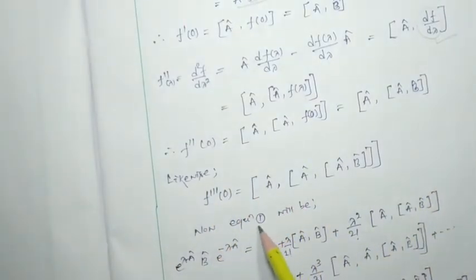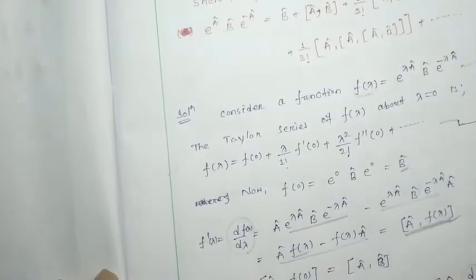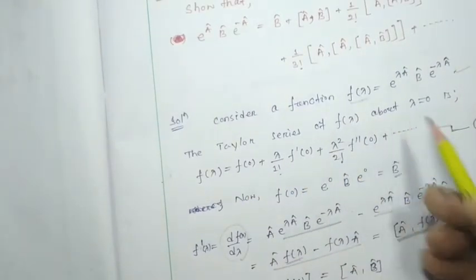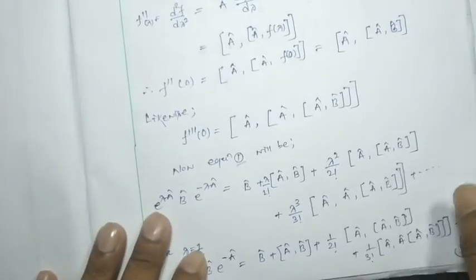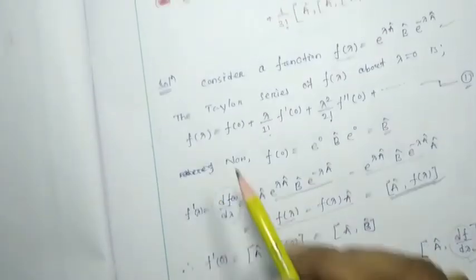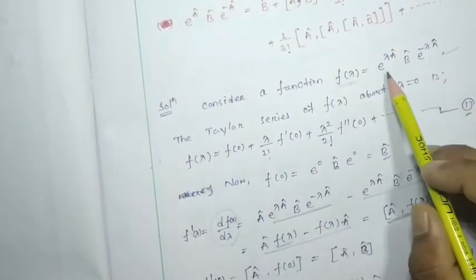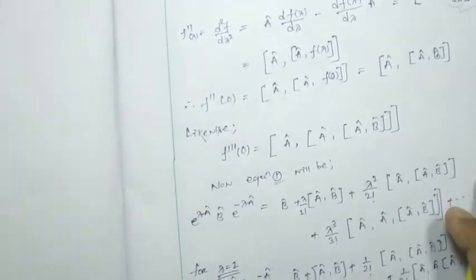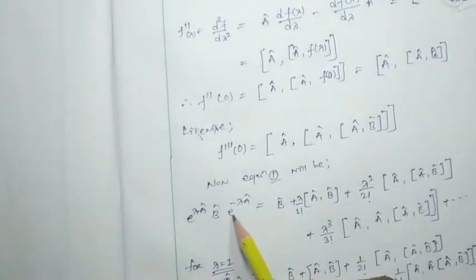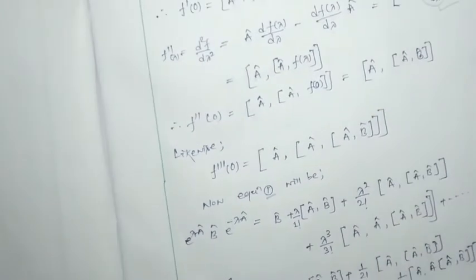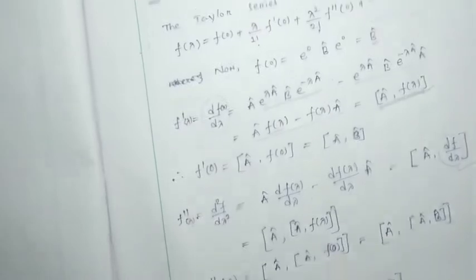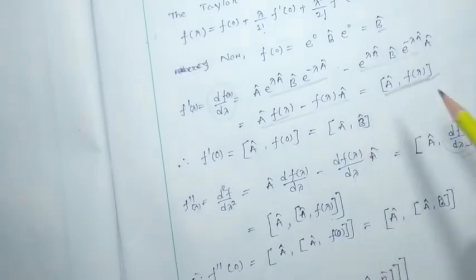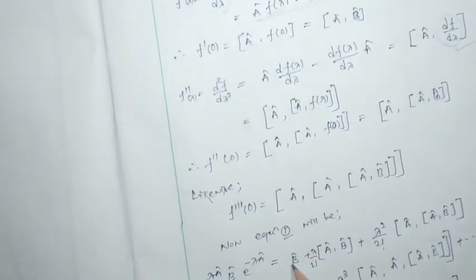Now, in equation number 1, we just have to substitute the values of f0, f dash 0, f double dash 0. What are we going to get? The left hand side is f lambda, that is e to the power lambda A cap B cap e to the power minus lambda A cap. The right hand side will be f0. F0 is nothing but B cap, so it will be B cap.